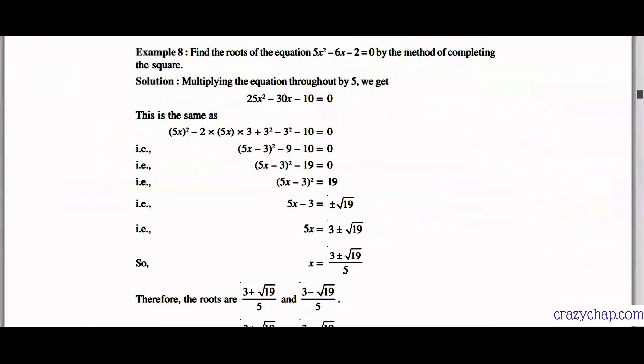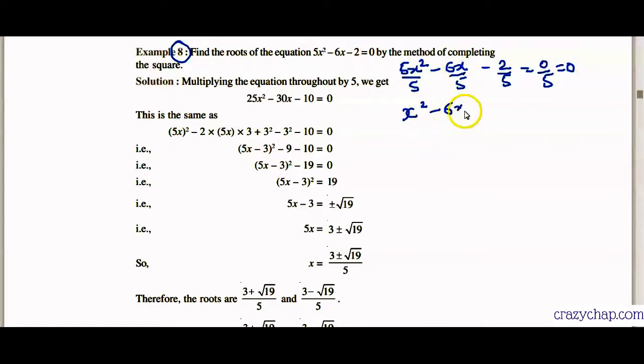Have a look at example 8. Find the roots of the equation by the method of completing the square. Again we have the x square coefficient as 5, so we'll divide each term by 5, both sides. So we get 5x square over 5, negative 6x over 5, negative 2 over 5, equal to 0 over 5, which is 0. So we get x square negative 6x over 5 minus 2 over 5 equal to 0.